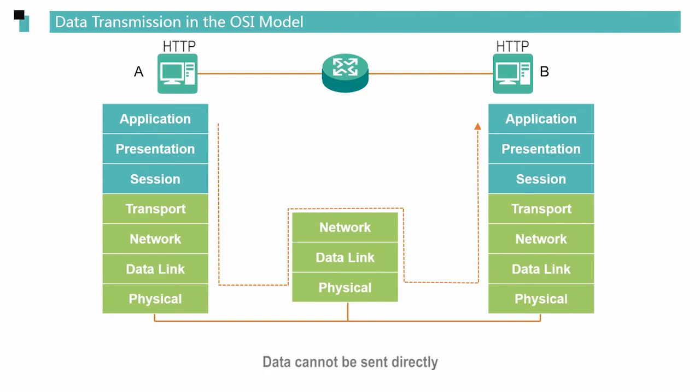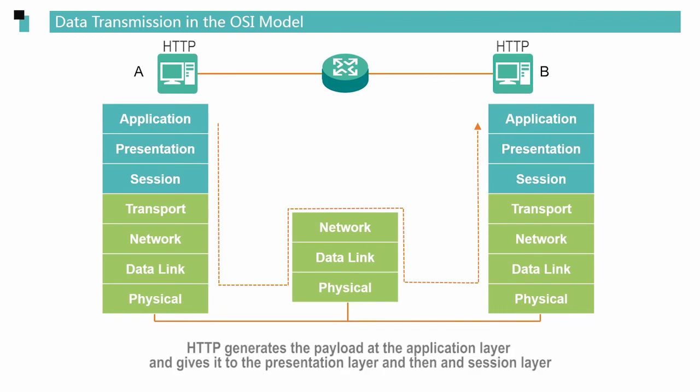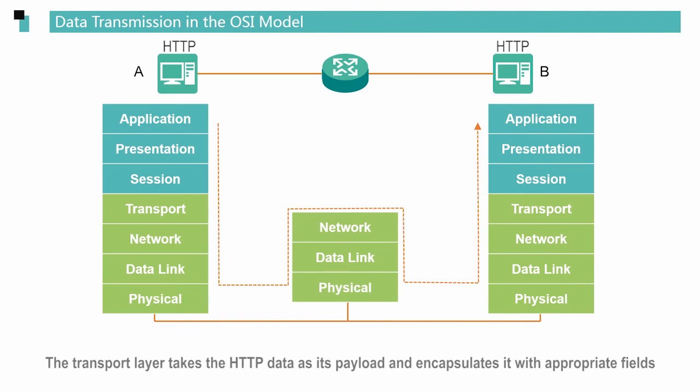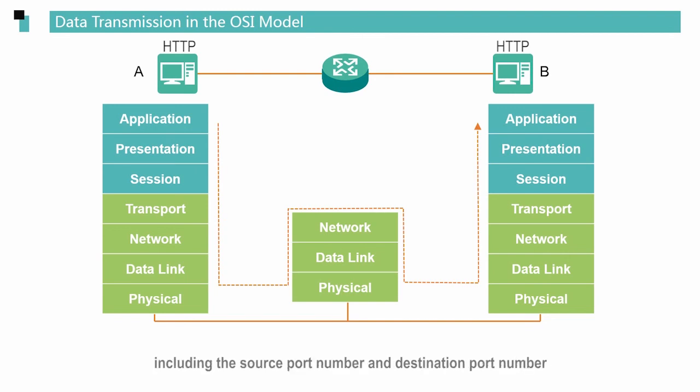Data cannot be sent directly and must instead have headers and sometimes trailers added at each layer. This process is called encapsulation. In this example, HTTP generates the payload at the application layer and gives it to the presentation layer and then the session layer. In TCP/IP, the top 3 layers are unified, so they simply send the HTTP data over to the transport layer. The transport layer takes the HTTP data as its payload and encapsulates it with appropriate fields, including the source port number and the destination port number.